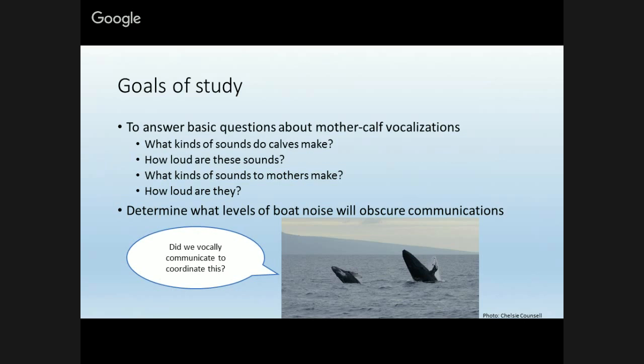And then an additional part of the study is to look at boat engine noise in Hawaii and try to determine at what level it will disrupt the communications between mothers and calves.